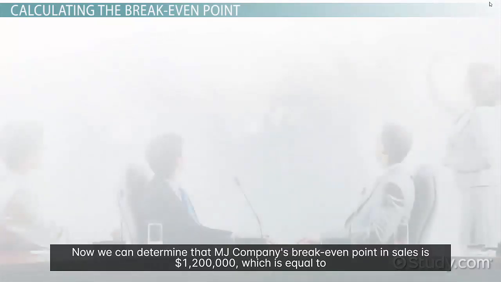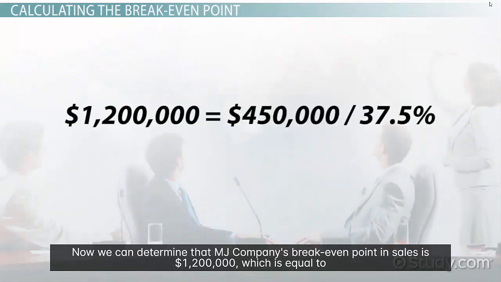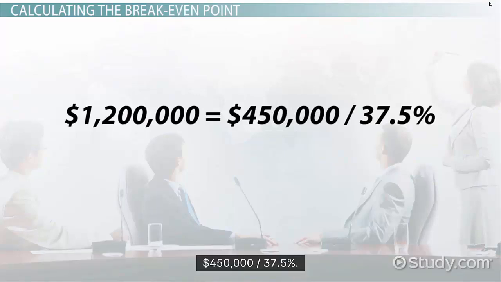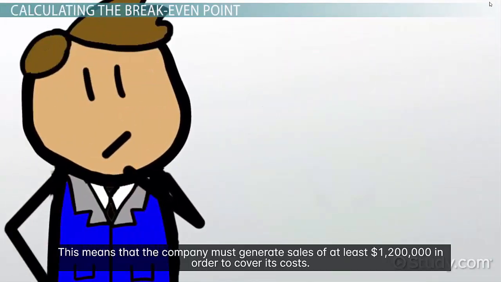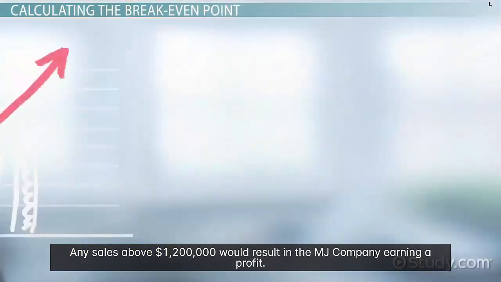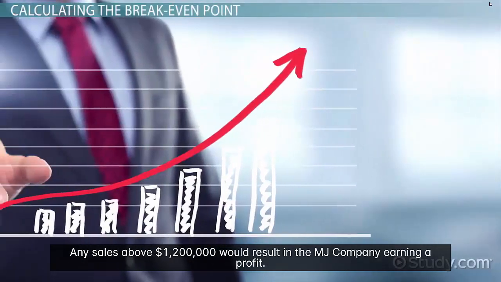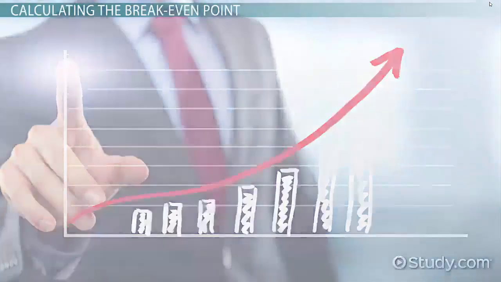Now we can determine that MJ Company's break-even point in sales is $1,200,000, which is equal to 450,000 divided by 37.5%. This means that the company must generate sales of at least $1,200,000 in order to cover its costs. Any sales above $1,200,000 would result in the MJ Company earning a profit.